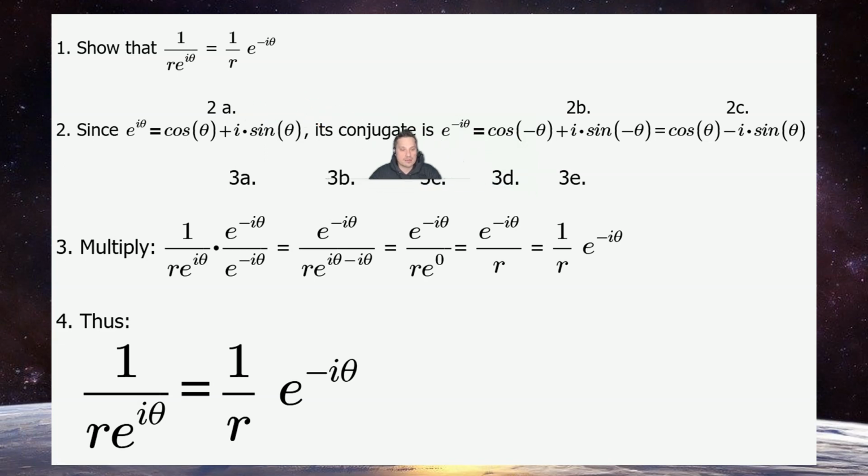Hello, in this one, let's take a look at showing that 1 divided by r e to the i theta is equal to 1 over r times e to the negative i theta. So how can we show that? We can proceed as follows.